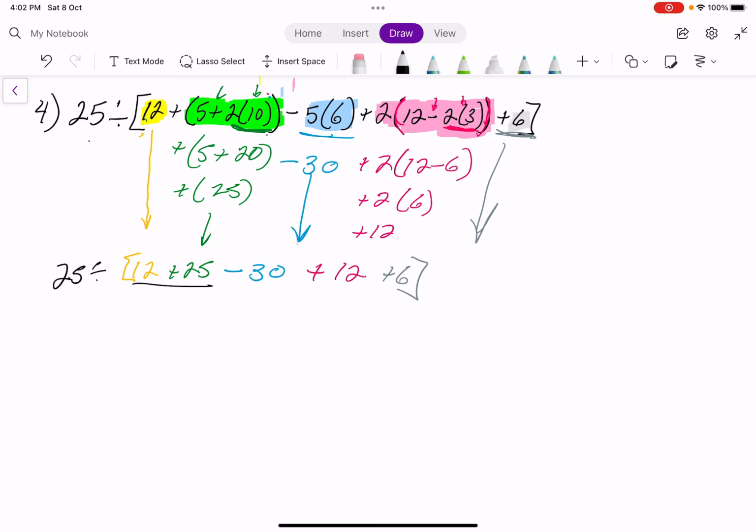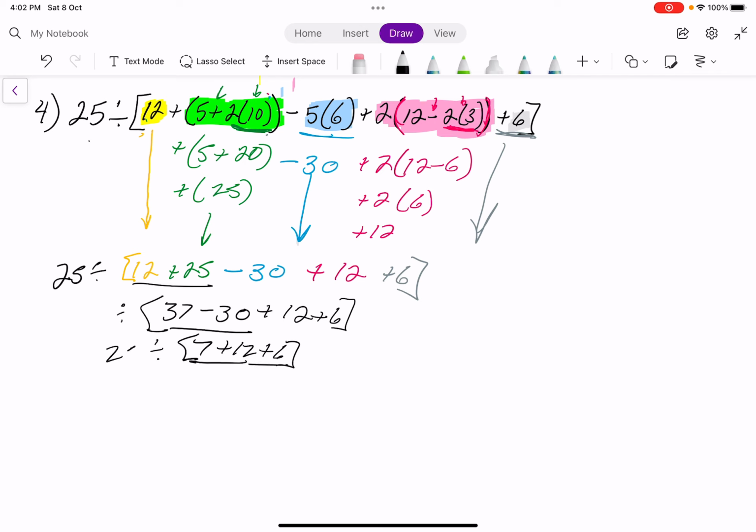So 12 plus 25 is 37. So now I'm left with 37 minus 30. So then 37 minus 30 is going to give me 7 plus 12 plus 6. So we have 19 plus 6, which is 25. And remember, all of this was 25 divided by that. So now we have 25 divided by 25, which is equal to 1.